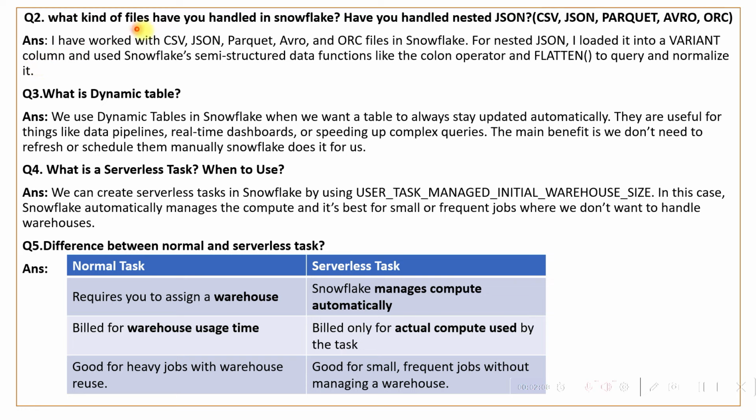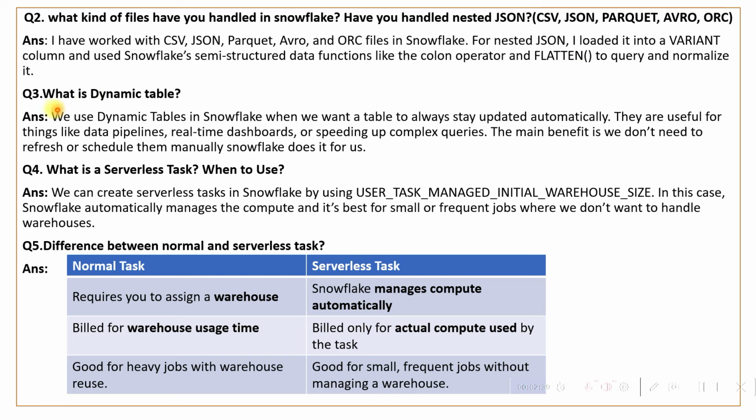Next question: what kind of files have you handled in Snowflake? Have you handled nested JSON, like CSV, JSON, Parquet, Avro or ORC? You can simply answer: I have worked with CSV, JSON, Parquet, Avro and ORC files in Snowflake. For nested JSON, I loaded it into a VARIANT column and used Snowflake semi-structured data functions like the colon operator and FLATTEN to query and normalize it.